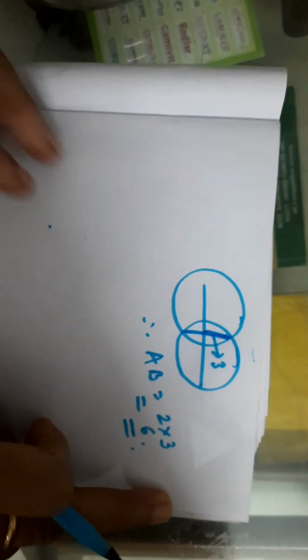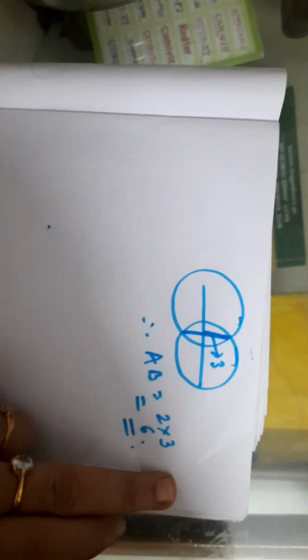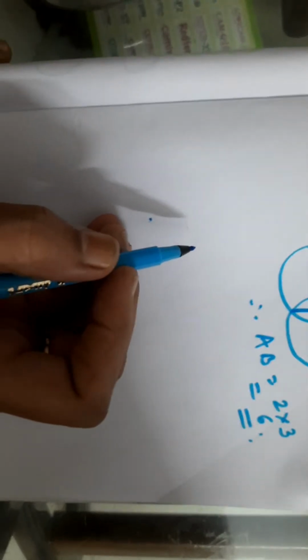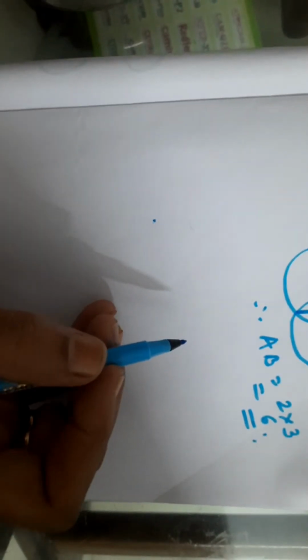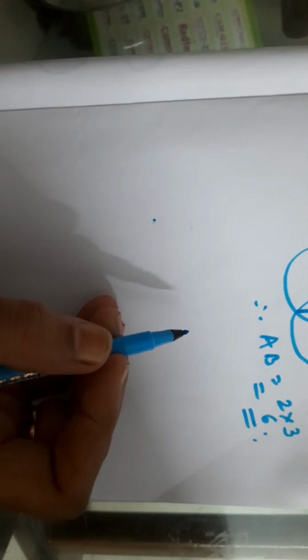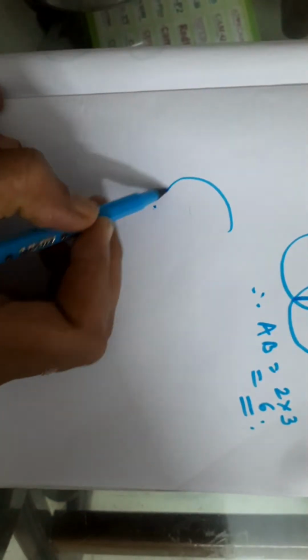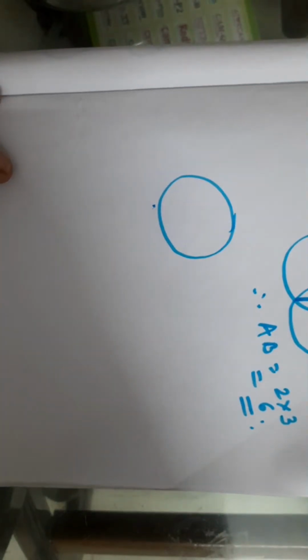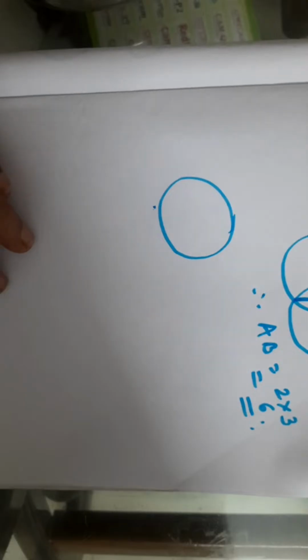So this we got. Now the second question is also a most important question of this exercise. So I want you to concentrate on this question. Here in this question, it is given: if two equal chords of a circle intersect within the circle. Here 2 equal chords are there in the circle. Already I explained what a chord is.